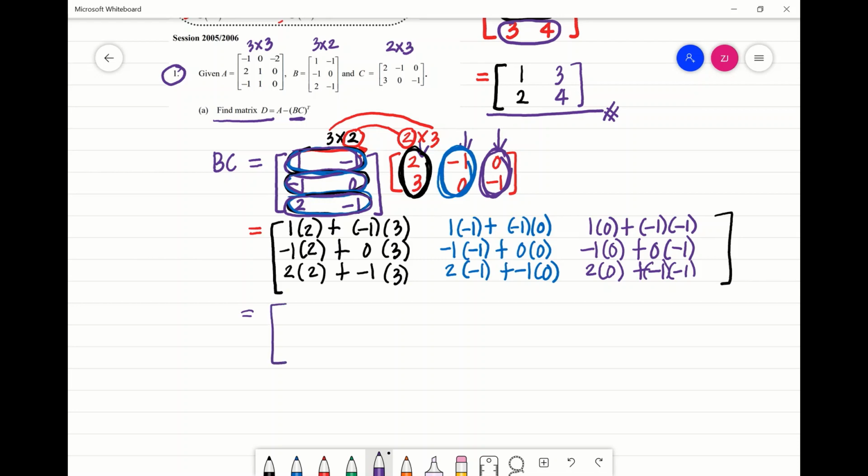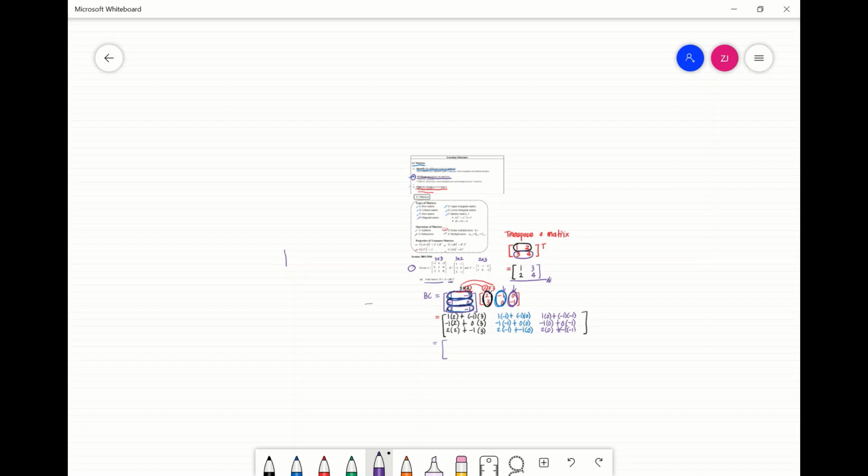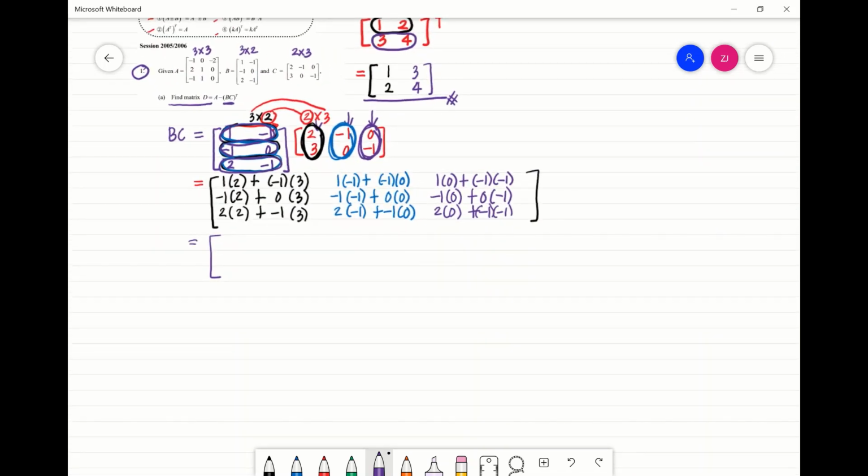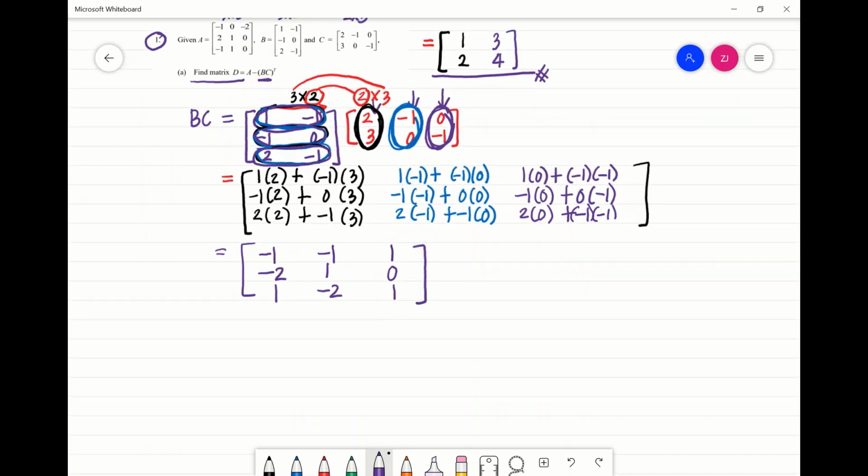So we have 2 minus 3 is -1. So -1 here, and then -1 plus 0 is -1, and then we have 1, so -2 here, and we have 1 here, and then we have 0 here. Then 4 minus 3 will give us 1, -2 plus 0 will give us -2, and 0 plus 1 is 1. So this is the BC. Then in the question we have BC transpose. So how to do that?